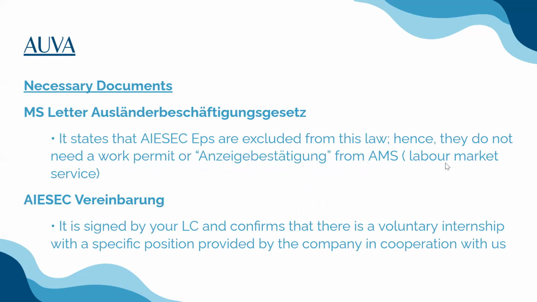Another document that you need to send is the MS Letter Ausländerbeschäftigungsgesetz. And this is basically stating that ISEC EPs are excluded from the law of the Ausländerbeschäftigungsgesetz. So they do not need a work permit or an Anzeigebestätigung from IMS. You can find this document by reaching out to your VP or, again, me.